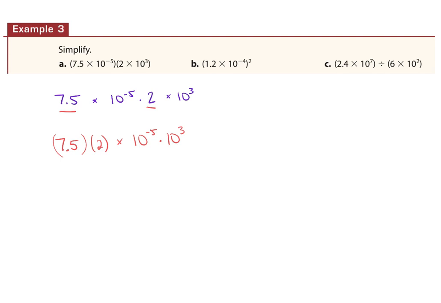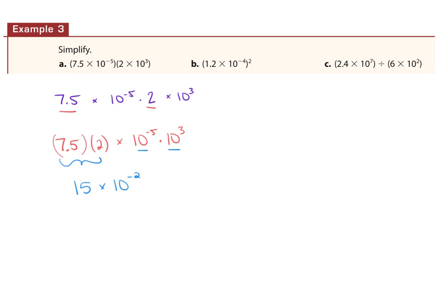So we can do 7.5 times 2. 7.5 times 2 is just 15. Okay? So this is just going to be 15. I have like bases here. What do I do with my exponents when I have like bases? I add them. What is negative 5 plus 3? Now here's the only time where you don't put it in the denominator, by the way. Scientific notation, leave it as a negative. Any other time I'm going to say positive exponents, but in scientific notation you don't.